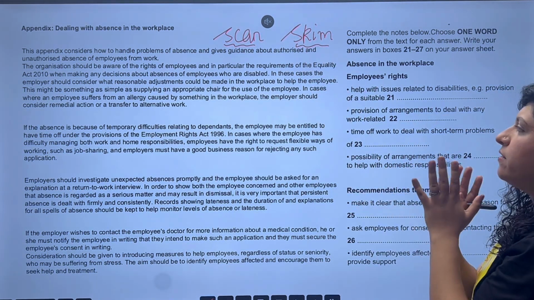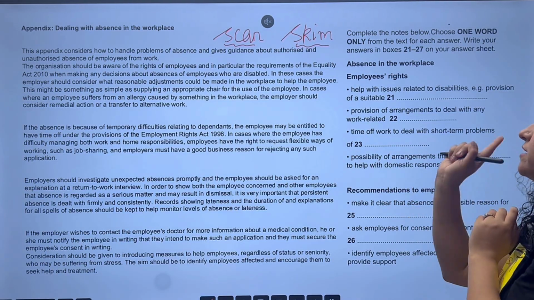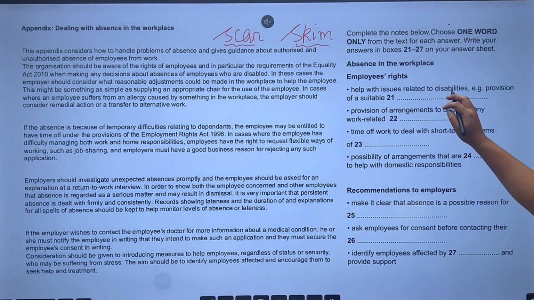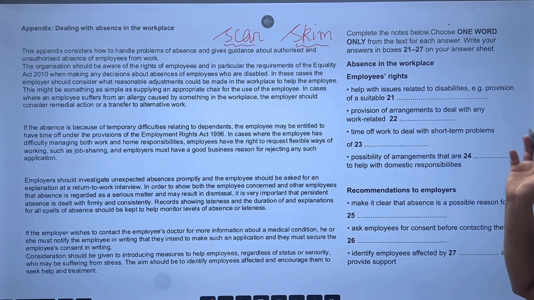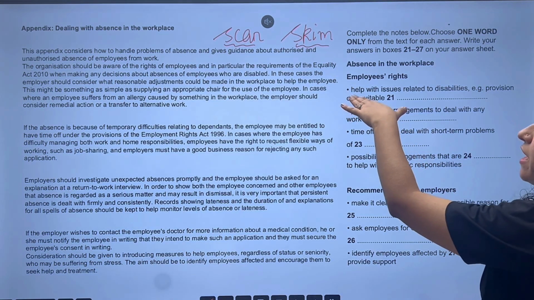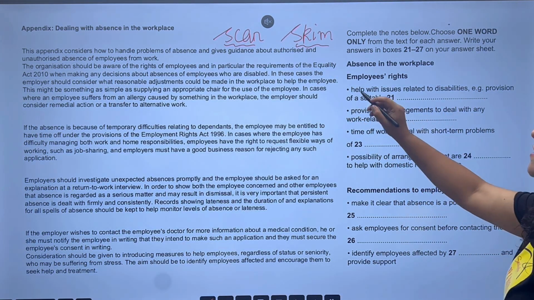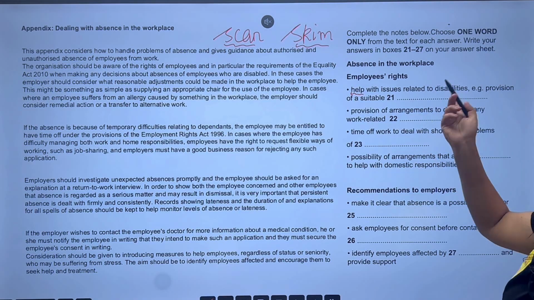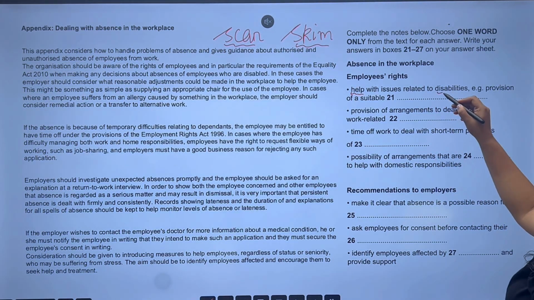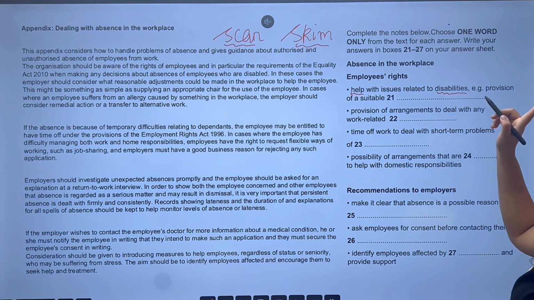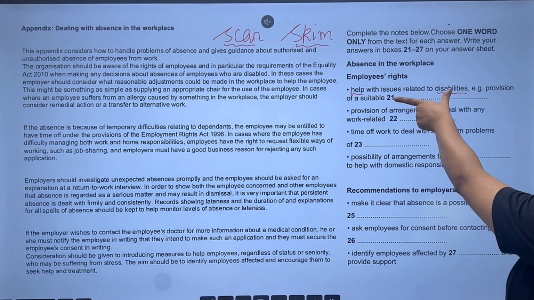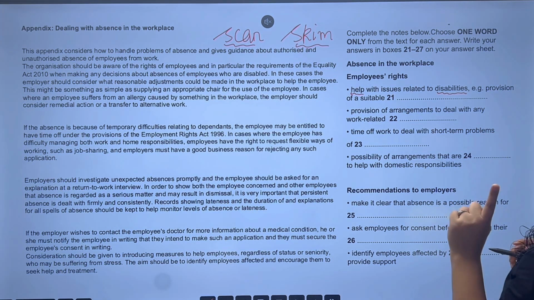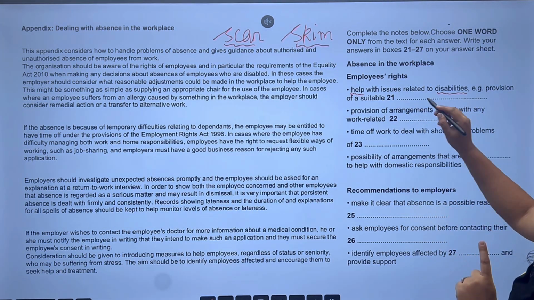Now, with that in mind, let's read question number 1. It says, help with issues related to disabilities, example, provision of a suitable something. As soon as I read the question, I have to mark my keywords. Keywords here are help, issues related to disabilities, and then there is the example that I have to complete. There must be one example given which says provision of a suitable something.